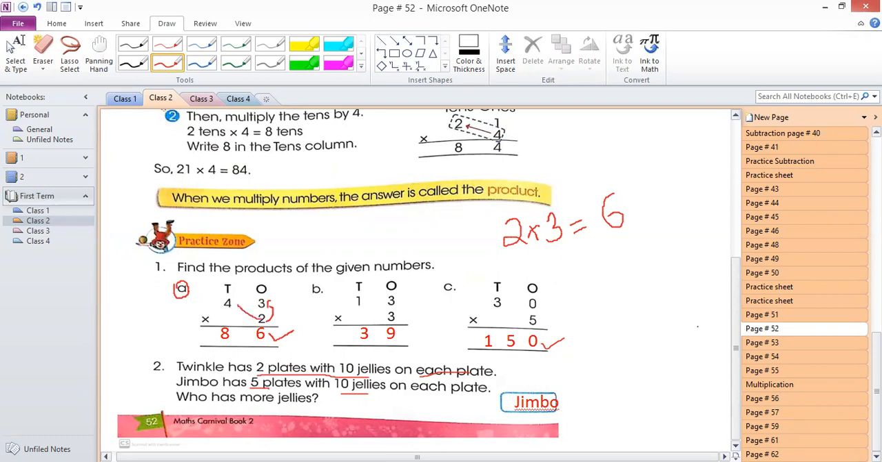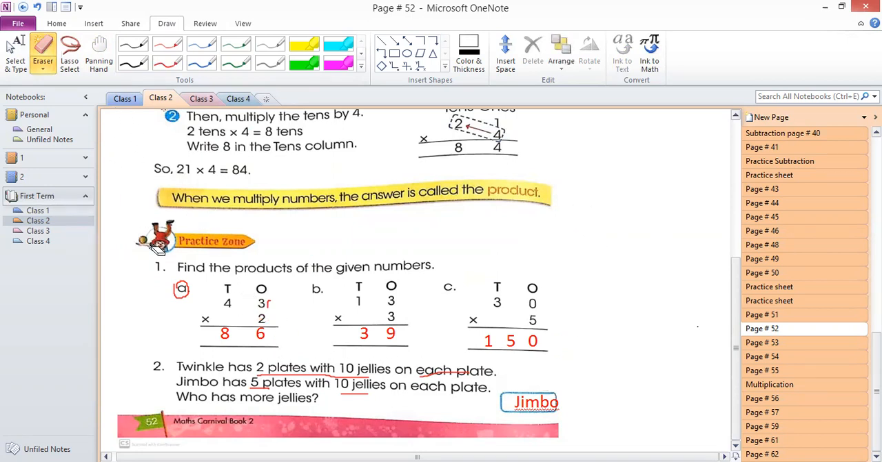Then you multiply the number with the tens. 2 multiplied by 4 tens. So 2 by 1 is 2, 2 by 2 is 4, 2 by 3 is 6, and 2 by 4 is 8. So 2 multiplied by 4 is equal to 8 tens. So you will write 8 in the tens column. This is how you will solve a multiplication question. So 43 multiplied by 2 is equal to 86.